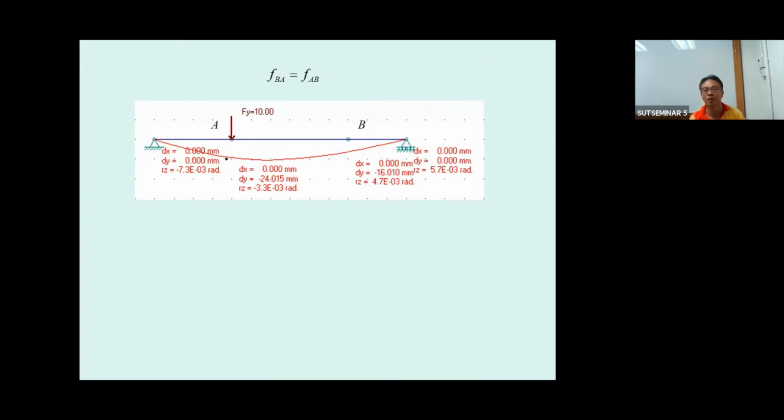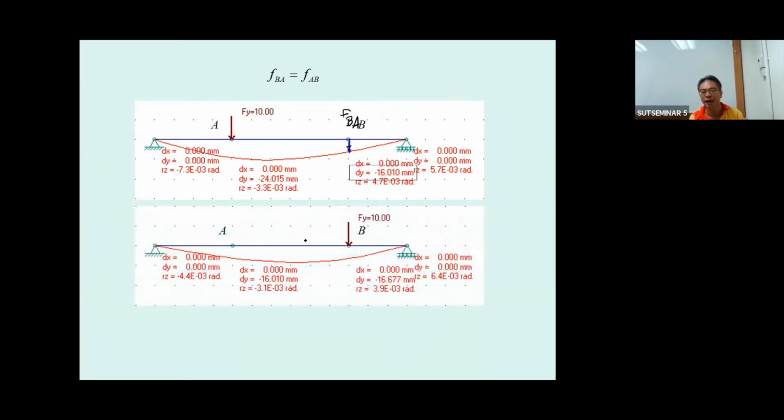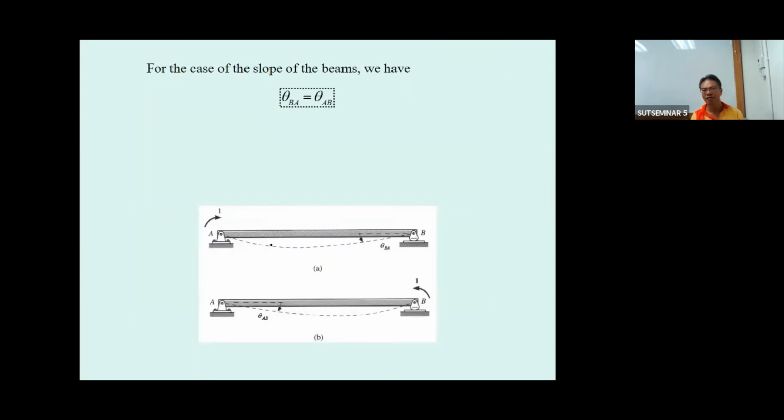Just run the computer program. You're going to determine the deflection at point B due to the unit force at A. That is going to be minus 16.01 millimeter. And then you do it again. You're going to determine the deflection at point A due to the unit force at B. And these two, they are equal. See? Proof. Okay? And then go to another problem.